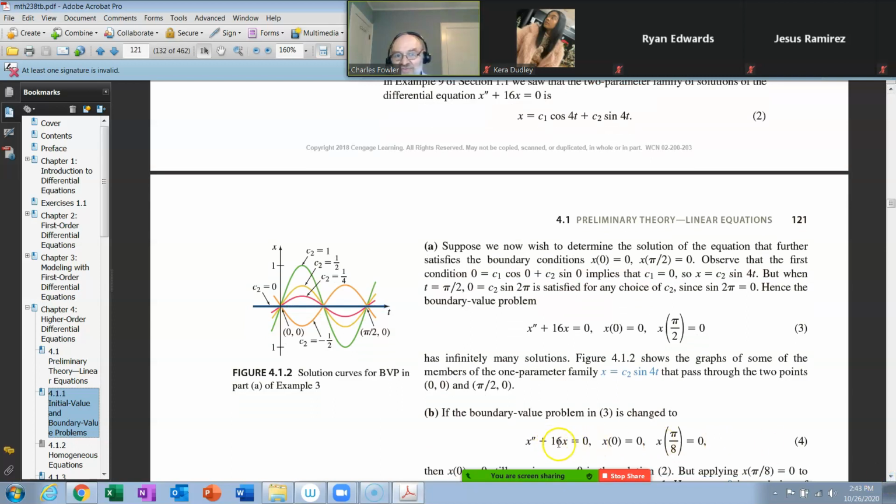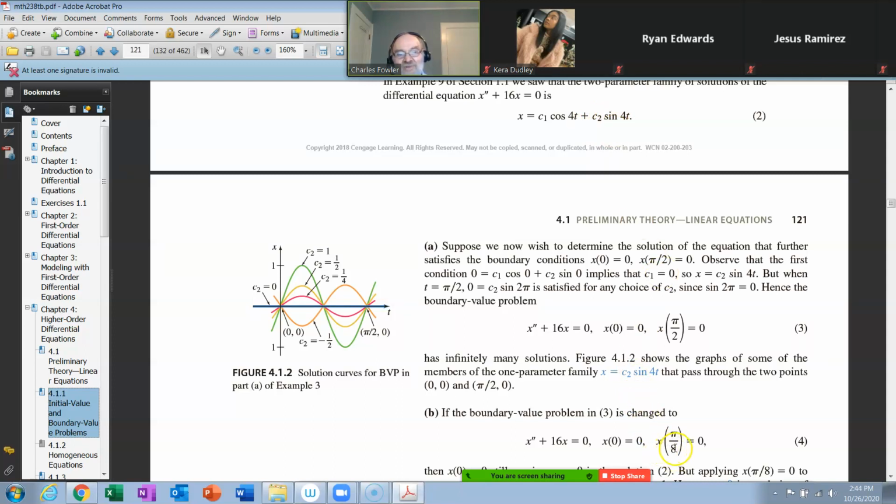That same initial equation, x double prime plus 16x equals 0, and x of 0 is equal to 0. That's exactly what we had before. But now the next one is going to be x at pi eighths is equal to 0. Plugging in t equals 0, x equals 0. So plug that in here, just like we did before. That says c1 has to be 0, because sine of 4t is always 0 at t equals 0, and cosine of 0 is 1, so c1 would have to be 0. So we get c2 as an arbitrary coefficient there.